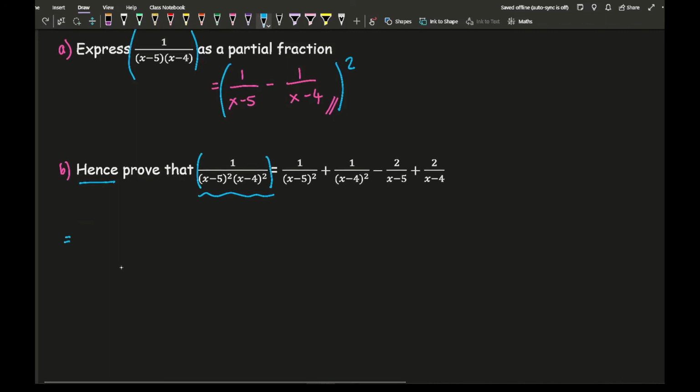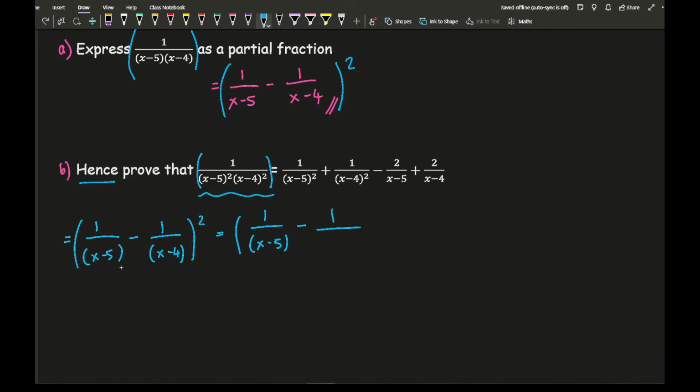So what this equals is 1 over (x - 5) minus 1 over (x - 4), and that's all squared. Now, I always used to call this the chocolate challenge in my class because I always used to get this wrong. You need to appreciate that this is a double bracket question, so this is going to be equal to 1 over (x - 5) minus 1 over (x - 4), multiplied by another bracket of the same, which is 1 over (x - 5) minus 1 over (x - 4).